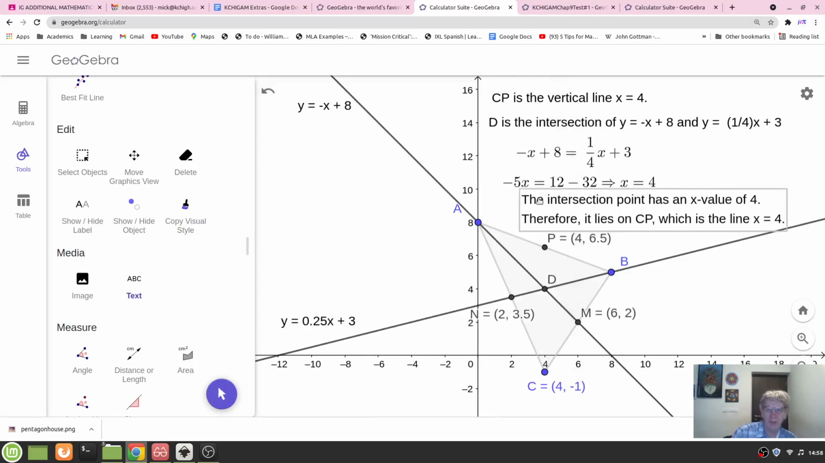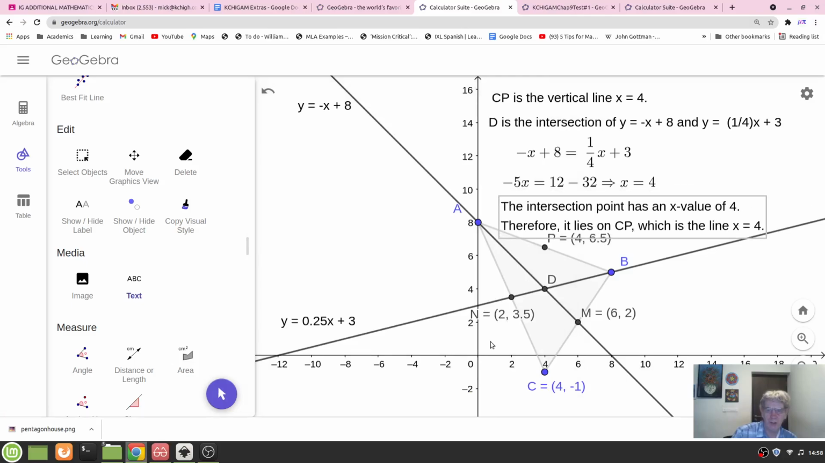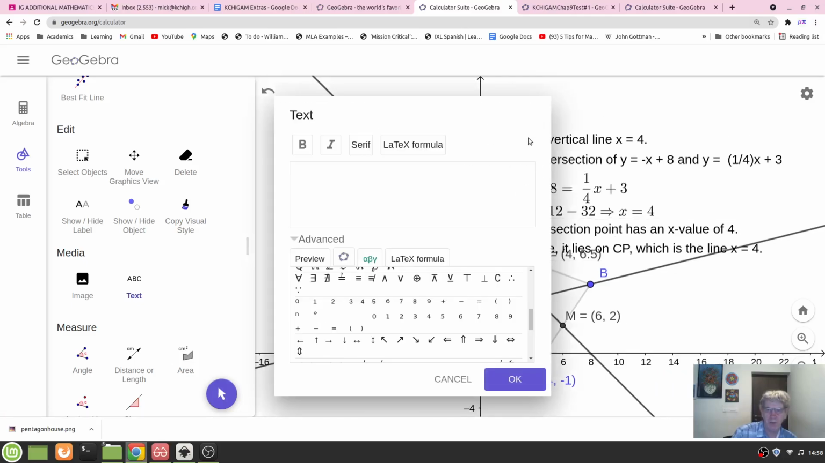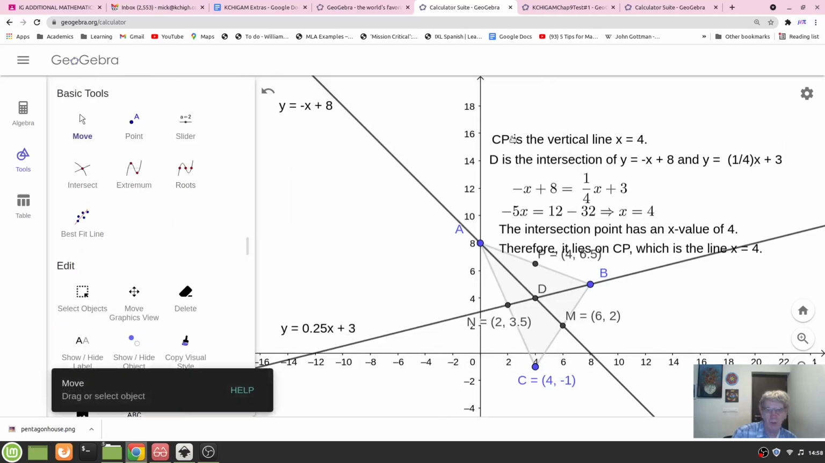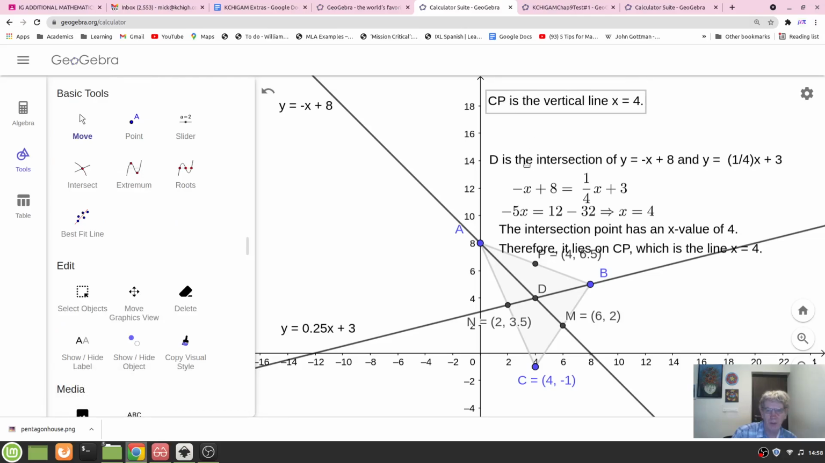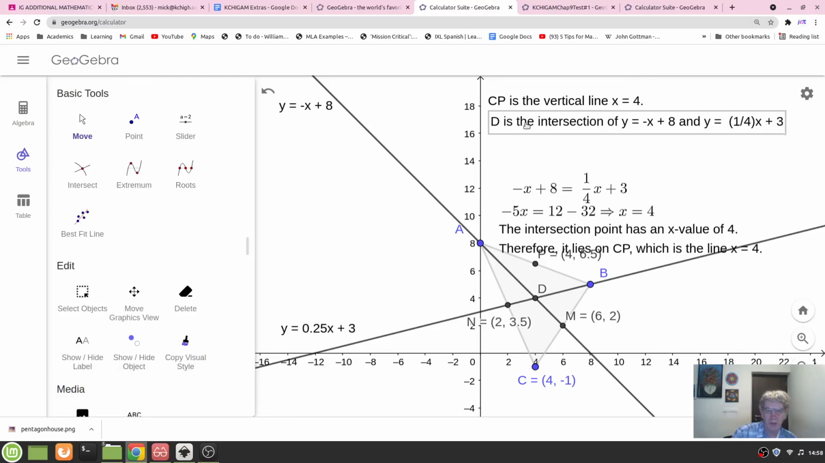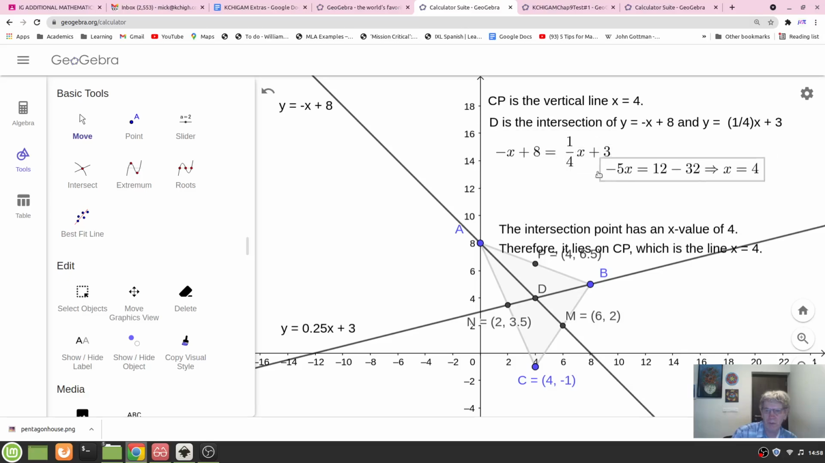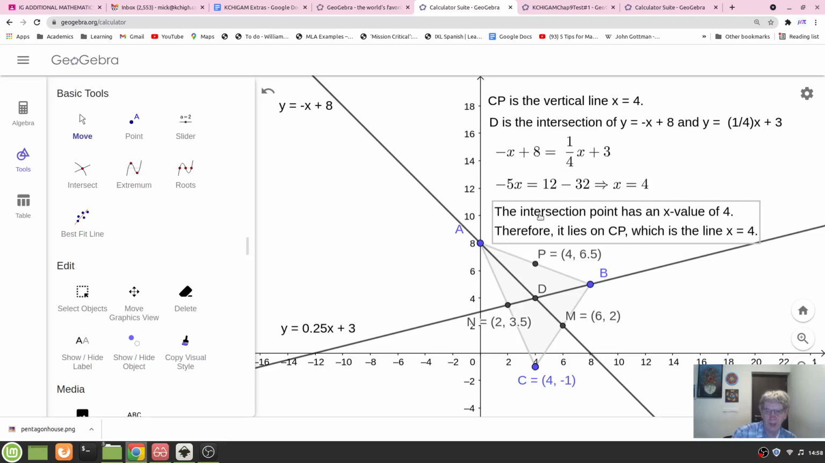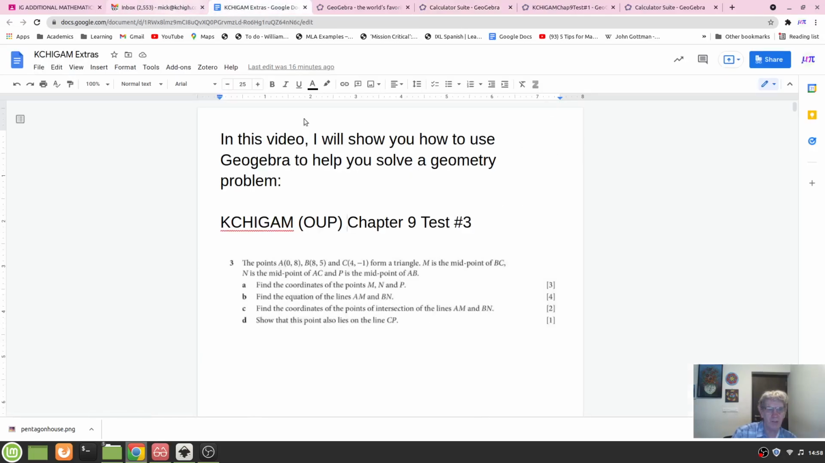Maybe I need to scroll out a little bit, move everything up, use the move tool, move this one up, move that one up. If you want to make things prettier, you can align all this stuff. But let's just put this here, and I think I'm done. So that's how you use GeoGebra to solve this problem.